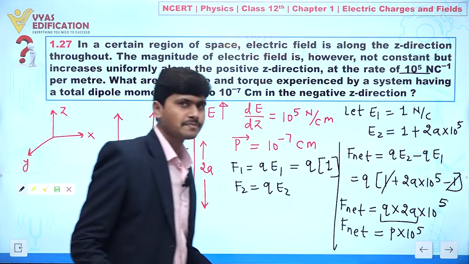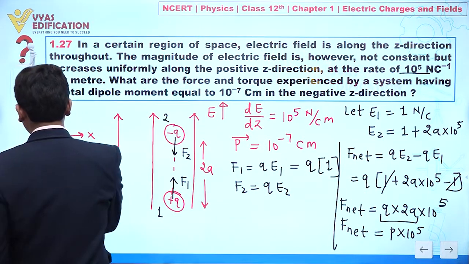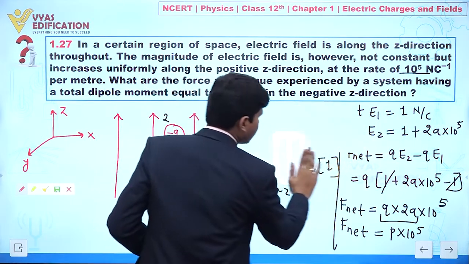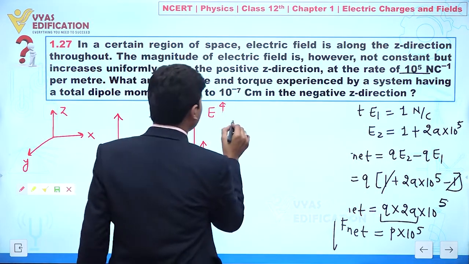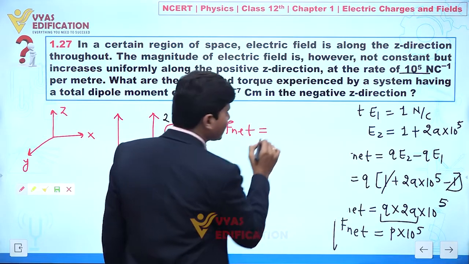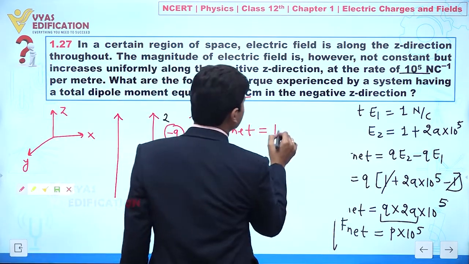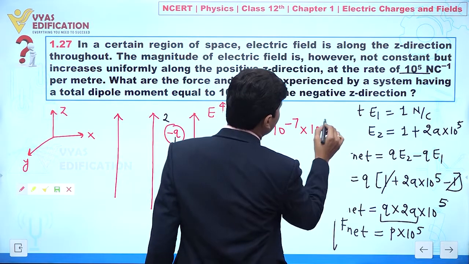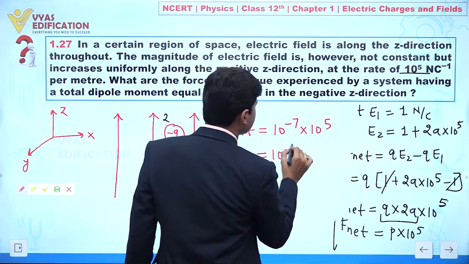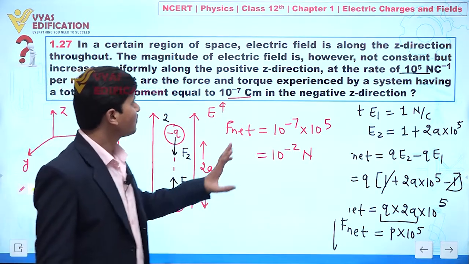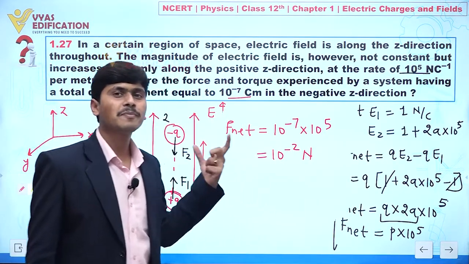So how can we calculate the net force? The value of F net is given by P into 10 to the power 5. The P value is given as 10 to the power minus 7, so 10 to the power minus 7 into 10 to the power 5. From here we can say this is 10 to the power minus 2 Newton. So we have the value of force as 10 to the power minus 2 Newton.